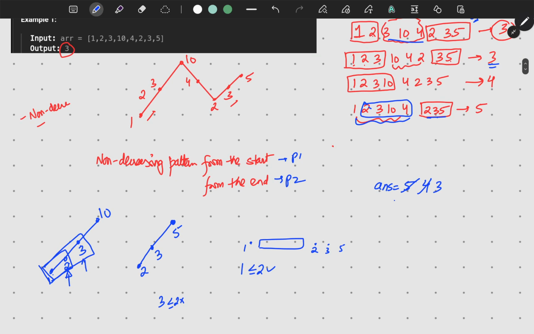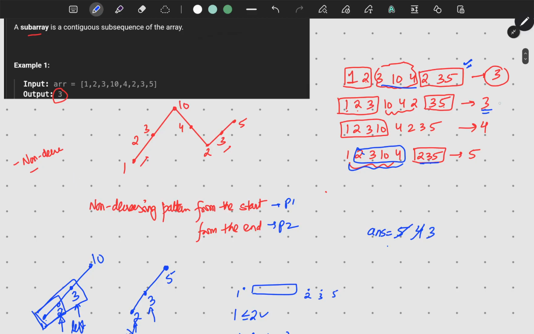Okay, so since this is 3, let's say we have a right pointer here, then we have to move this pointer until the element in this part is greater than or equal to the element at the left. So we have to move the right pointer until the right element is greater than or equal to the left element. Okay, so we move this here. Now we are considering 1 2 3 3 5, and we are removing everything in between. That means we are considering this case now, and it is also 3, so our answer is still 3.